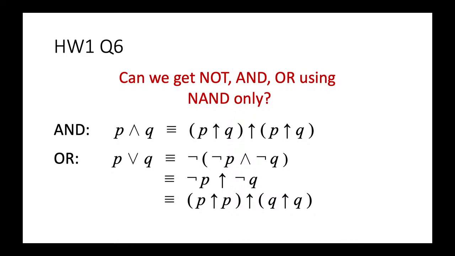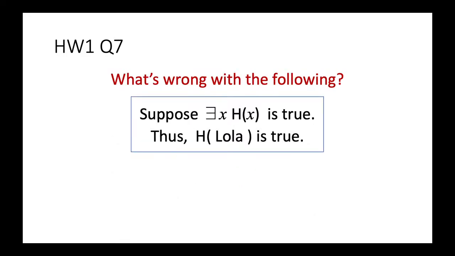Okay, so this is question number 6. And question number 7 is actually easy, but let me just place it here for completeness. In this question, someone writes down a proof that says, suppose that we know that there exists x such that the statement is true. And let's say the domain of x is all people in the class. And then there is a certain girl whose name is Lola.